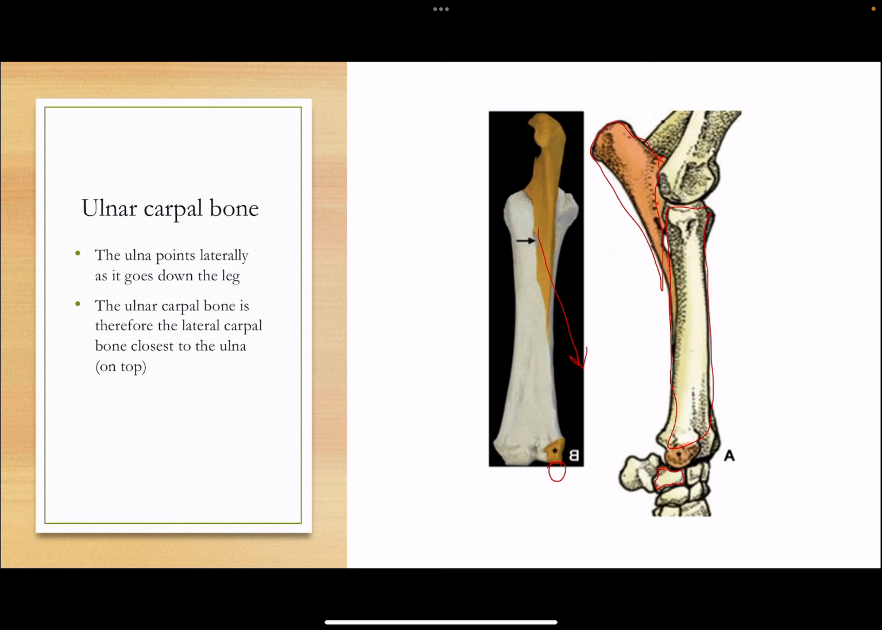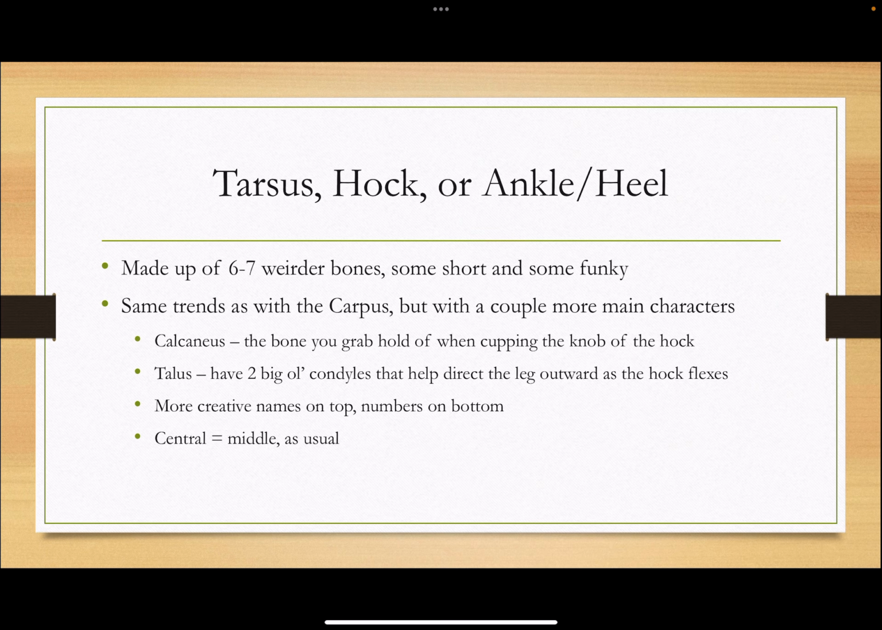And then you've got the other one that's underneath the radius here on the inside, and then this is that intermediate. So that's why the ulnar carpal bone is on the outside part of the knee, though. It's just because the ulna points laterally as it goes down towards that outside. And then knowing that, everything else you can kind of reverse engineer once you know why everything is where it is. So that was a lot. But now we are ready to talk hock.